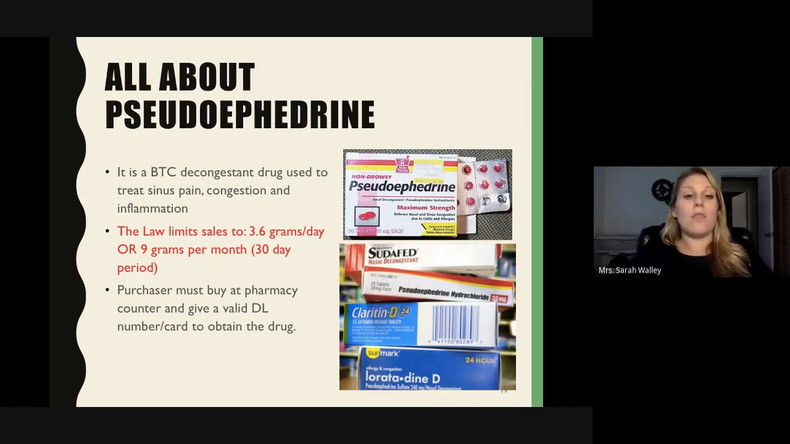Important to note here, the law limits sales to 3.6 grams per day or 9 grams per month, which is a 30-day period. So this is important to remember, that it will always ask this question: how many grams a day can you buy of pseudoephedrine? It's 3.6 grams a day or 9 grams per month. Well, not whichever comes first, because you can't buy 9 grams in a day, but you could buy 3 grams 3 days in a row and make it to 9 grams, and then that's all you get for that 30 days. The purchaser must buy at pharmacy counter and give a valid driver's license number or card to obtain the drug.